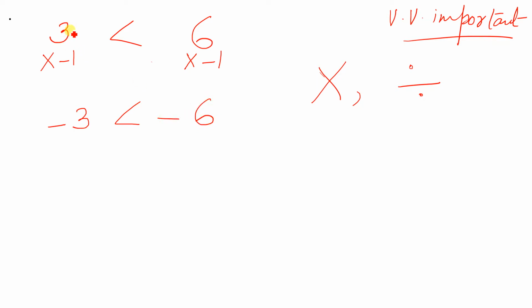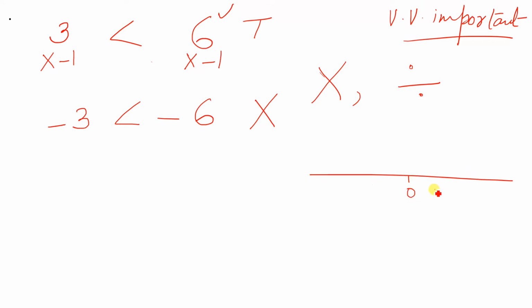So see, before, 3 is less than 6, which is true. Initially it was true. But when we multiplied it with a negative number, any negative number you can try, minus 2, minus 3, minus 4 and so on, if we multiply both sides with a negative number, the answer is negative 3 is less than negative 6, which is false.